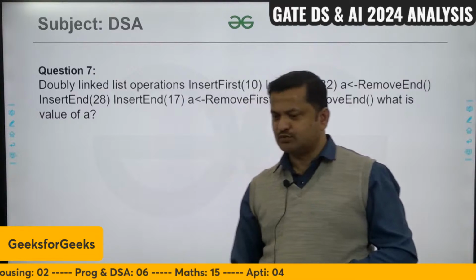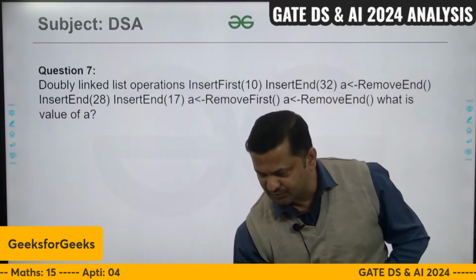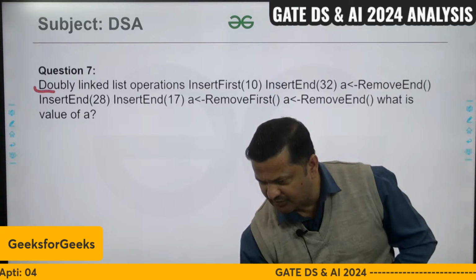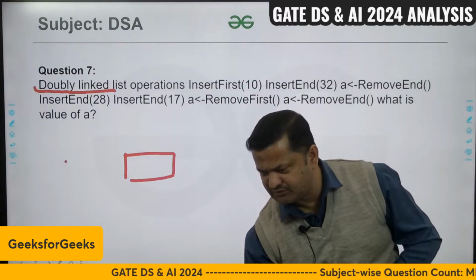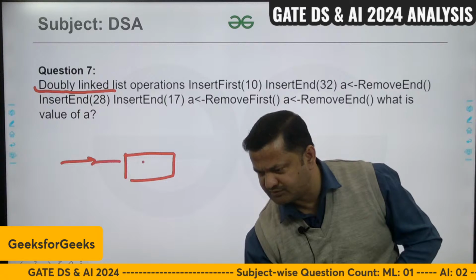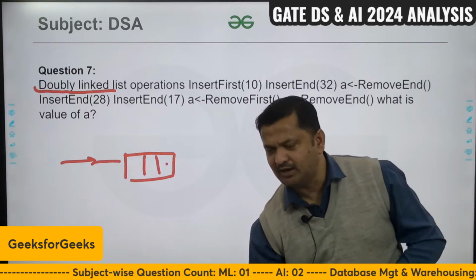Now come to the next question. We have a doubly linked list. All right, so this is a doubly linked list question, and in a doubly linked list we know that we start with the head, which is pointing to a particular node containing a data part, a pointer to the left, and a pointer to the right.